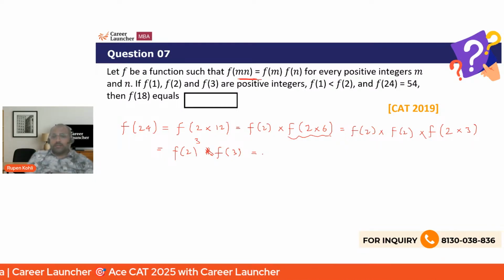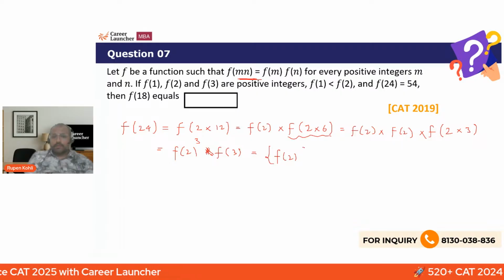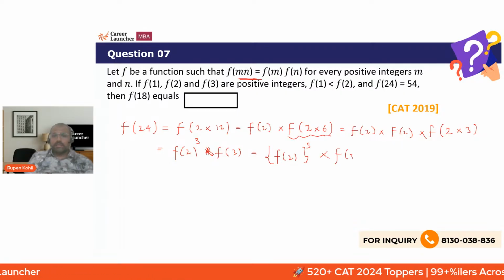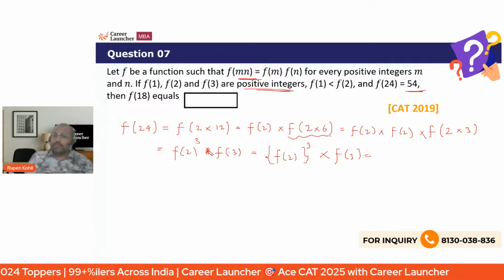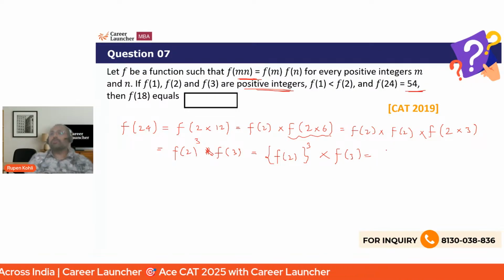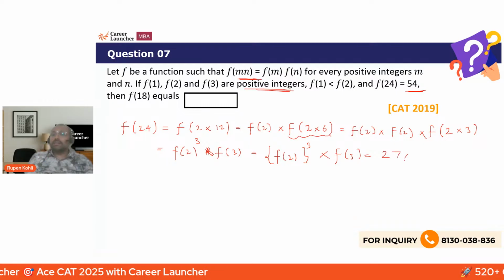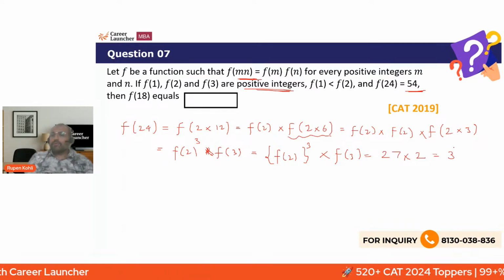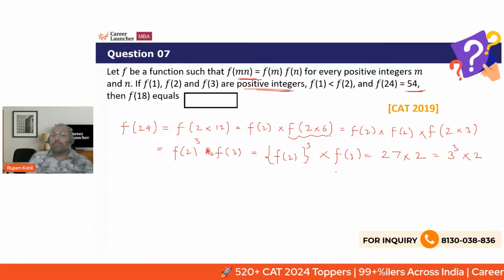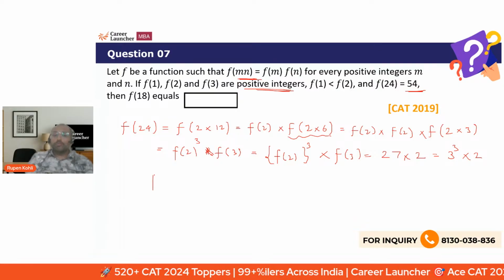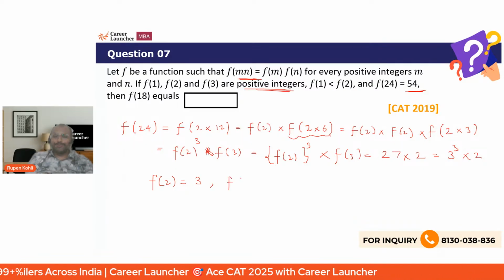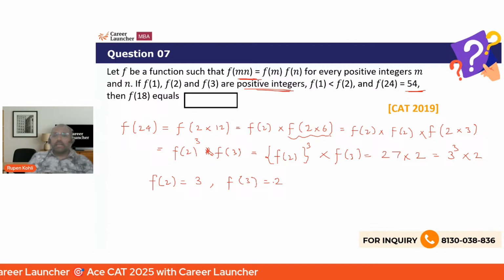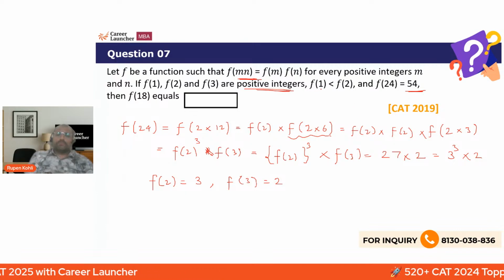So this expression, the cube of f(2) times f(3), is 54. So now comes the fact that the function values are also positive integers. So you need to write this 54 in this manner and do number matching on both the sides. 54 is 27 into 2. 54 is 3 cube into 2. So the 3 cube must match with the f(2) whole cube. So we are getting that our f(2) is 3 and hence our f(3) is 2. Right?